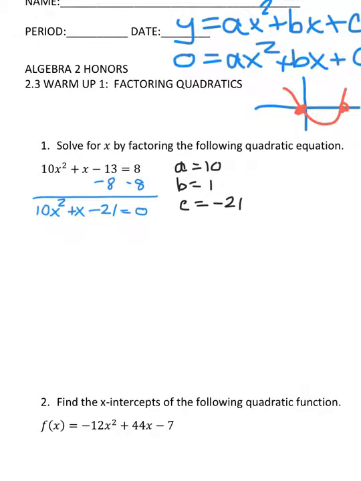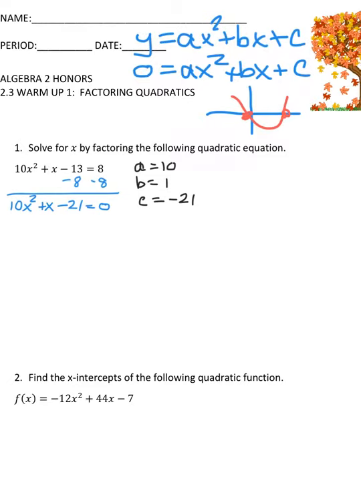So the procedure is going to be to find the product of AC. The product of AC is negative 210, and b equals positive 1. So what we're looking for here is two numbers that multiply together to give you negative 210, and that sum together to give you b equals positive 1 here. And so negative 210 is kind of a big number. And I can't think of off the top of my head what the two factors would be that are only one digit apart from each other.